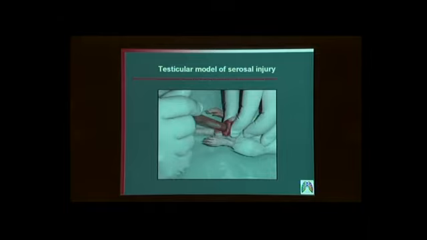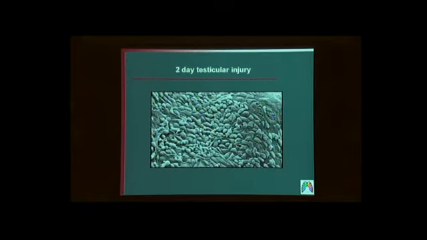Now, one of the models we use for investigating the repair of the mesothelium is a heated metal probe that we apply to the surface of a rat or mouse testis. This removes the mesothelial cells in that area without creating a lot of subserosal damage. You don't get bleeding, etc. So we can keep an intact testis and just look at what effect the injury on the surface does.